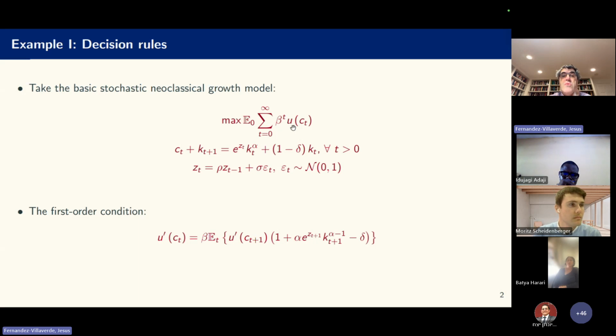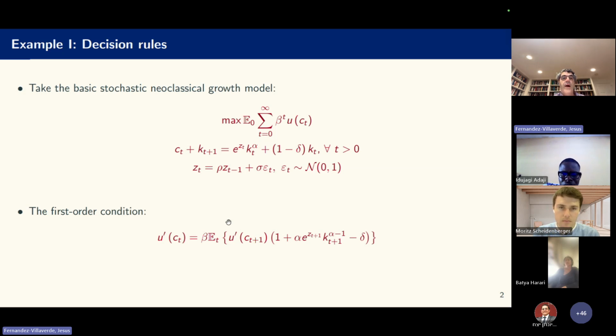We have a social planner who's trying to maximize the expected discounted utility from consumption, where beta is the discount factor and E is the expectation operator, such that it can use what it produces and the undepreciated amount of capital to consume and to have capital tomorrow. And the problem is stochastic because we have a productivity shock that evolves over time as an autoregressive process with some productivity shock.